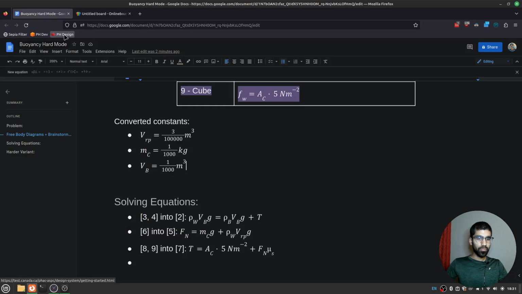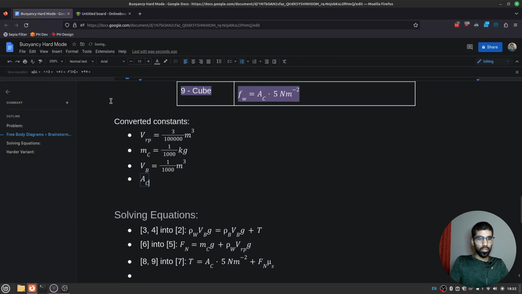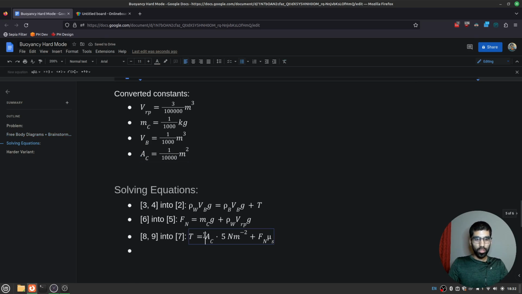All right. Let's make sure that I write that down. So the area of the cube is 1/10,000th of a square meter. All right. So we know this as well now. This is clearly constant, so no worries there.